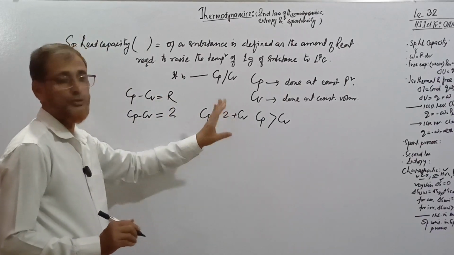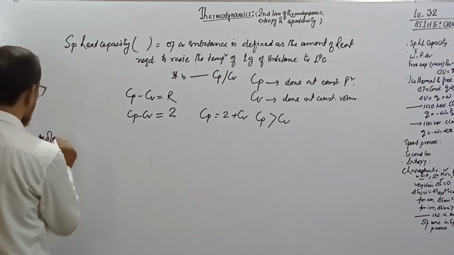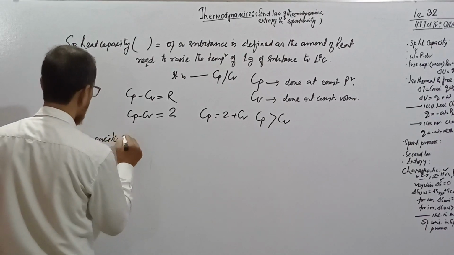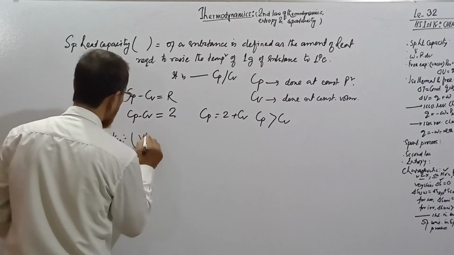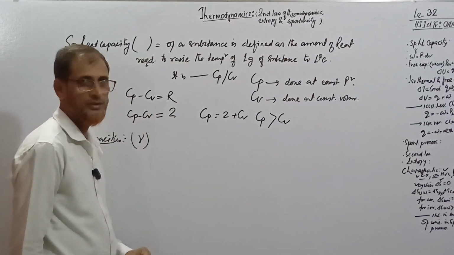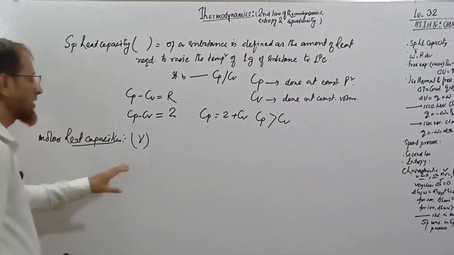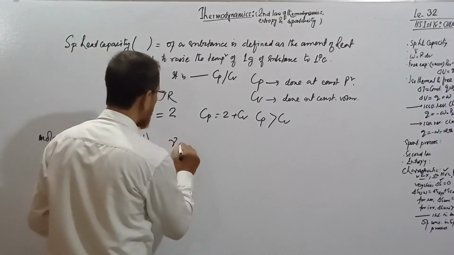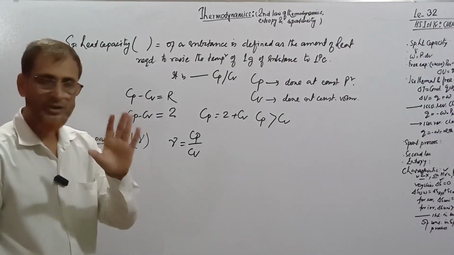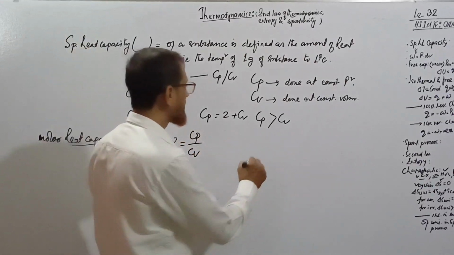My main point today is to describe the term molar heat capacities. I am not defining what molar is. It is designated by gamma. It is the ratio of Cp by Cv, and is called the molar heat capacity. So gamma is equal to Cp by Cv. For your understanding, at your level, the values of Cp and Cv are not given, so please keep them in your mind.